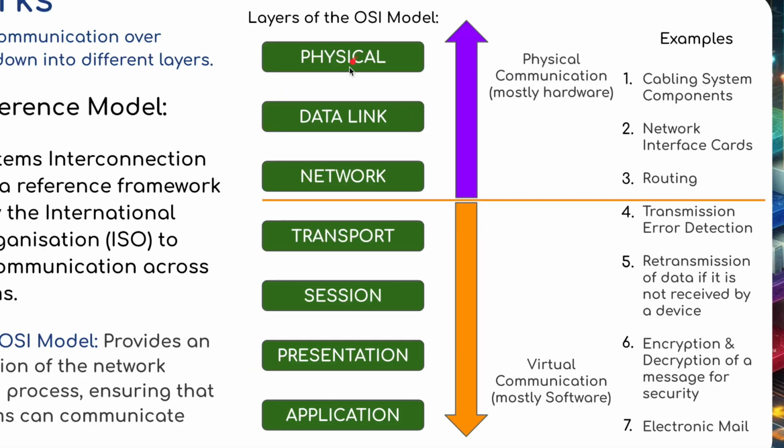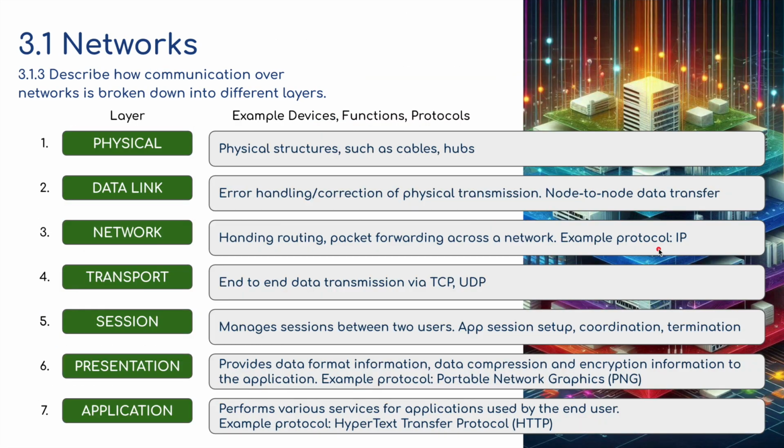We've got these 7 layers, but we can split this up into the physical communication, mostly hardware, and the virtual communication, mostly software. Okay, so the bottom 3, physical, data link, and network, and then we've got transport, session, presentation, and application layers. I've put some examples on here, but if we go to the next slide, you can see I've gone into a little bit more detail.